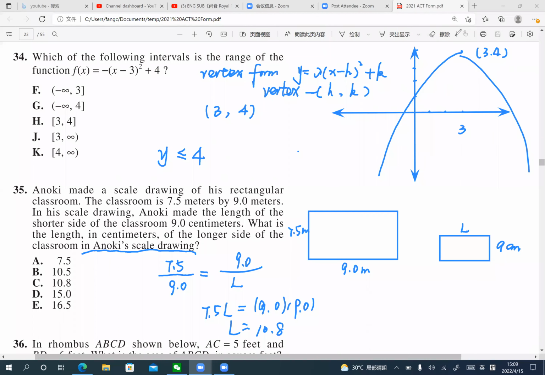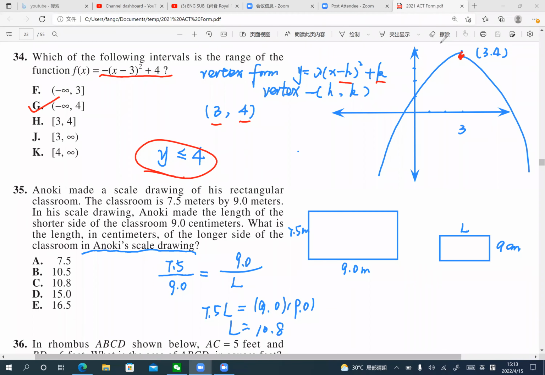Question 34. Which of the following intervals is the range of the function f of x equals negative (x minus 3) squared plus 4? After we observe the function, we can tell the function is in vertex form, which means we can read the vertex of the parabola directly from the function. So the vertex is (3, 4). After we graph the function in the xy coordinate plane, we can tell the range of the function is less than or equal to 4. So y is less than or equal to 4. We should choose option G.